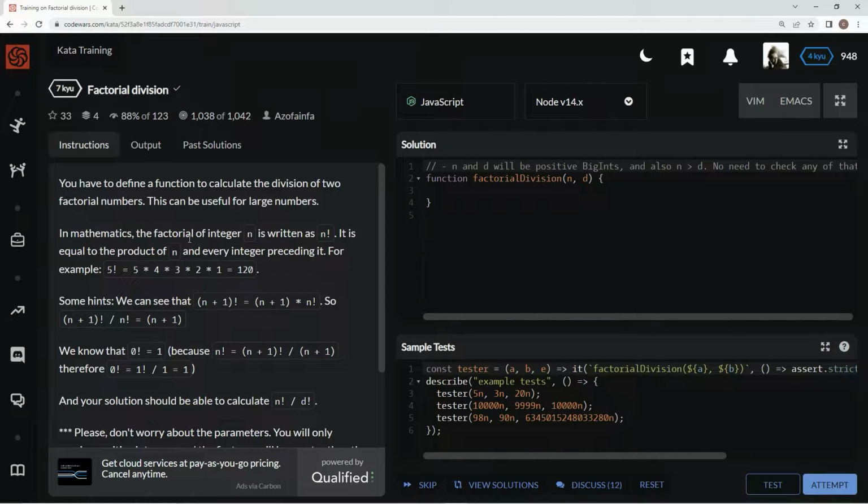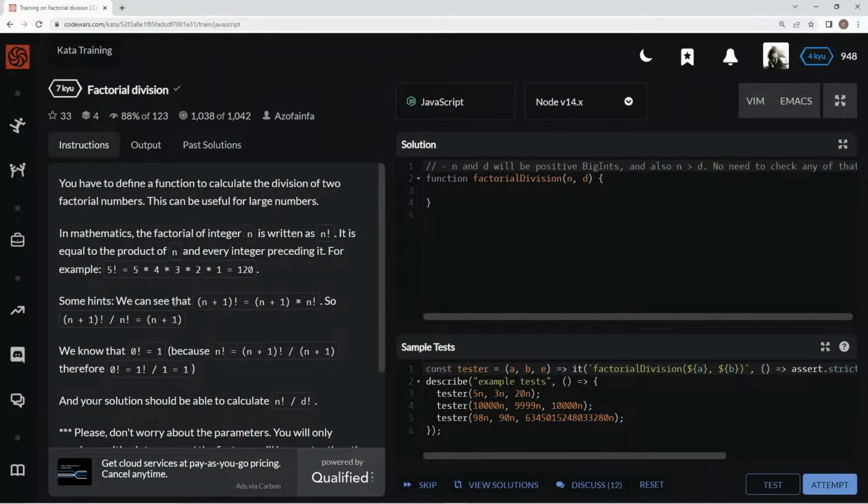In mathematics, the factorial of integer n is written as n factorial. It is equal to the product of n and every integer preceding it. For example, 5 factorial equals 5 times 4 times 3 times 2 times 1, which equals 120.